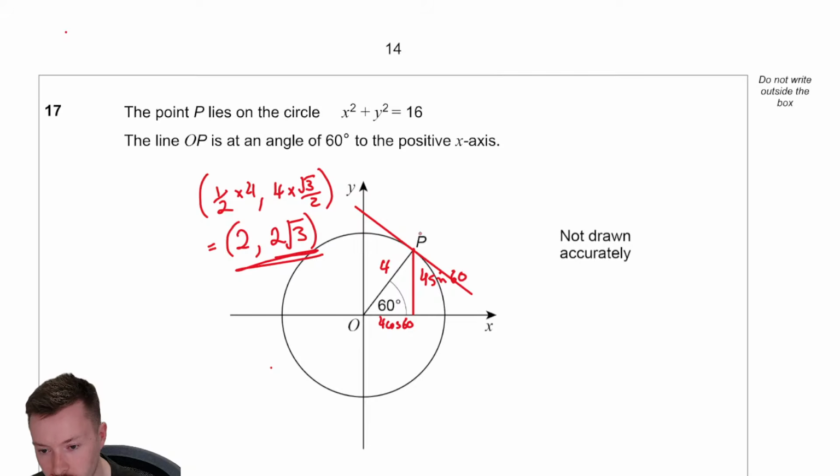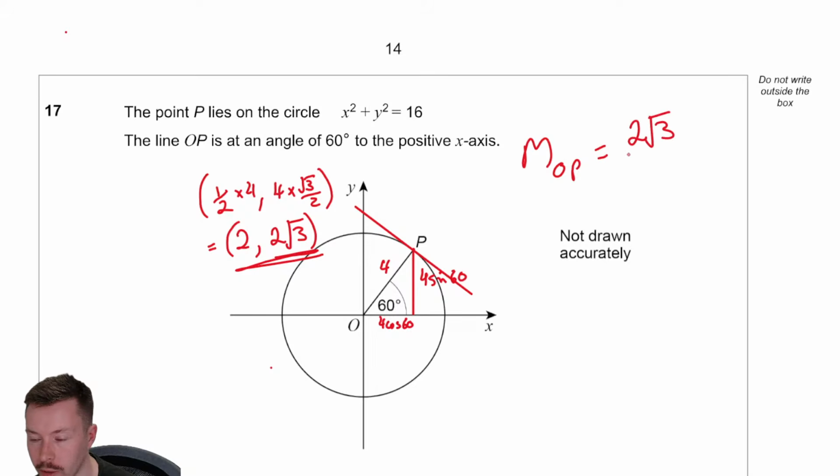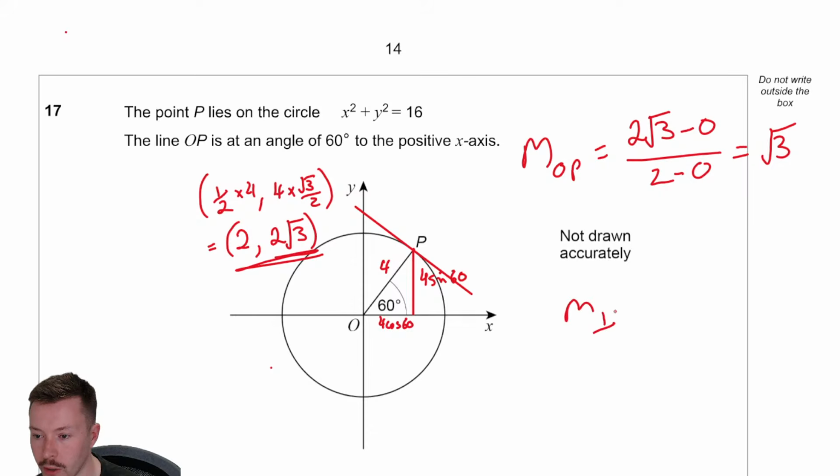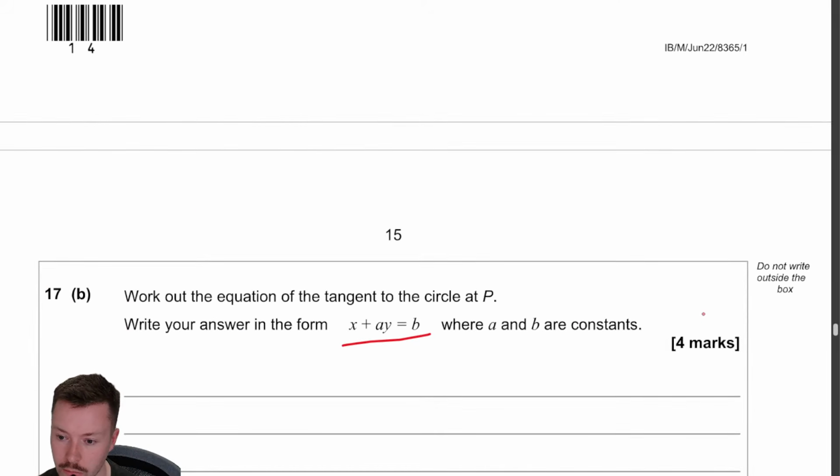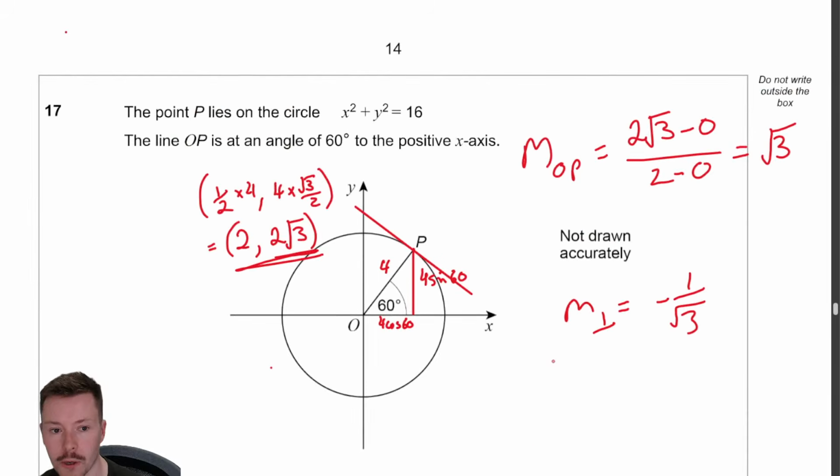So what we need to do is work out this gradient. So gradient of OP equals, let me try and do this quickly, (2√3 − 0) over (2 − 0), which is equal to √3. Okay, so perpendicular gradient is equal to −1 over √3. This doesn't look very nice. It says A and B are constants, tells me it could be surds.